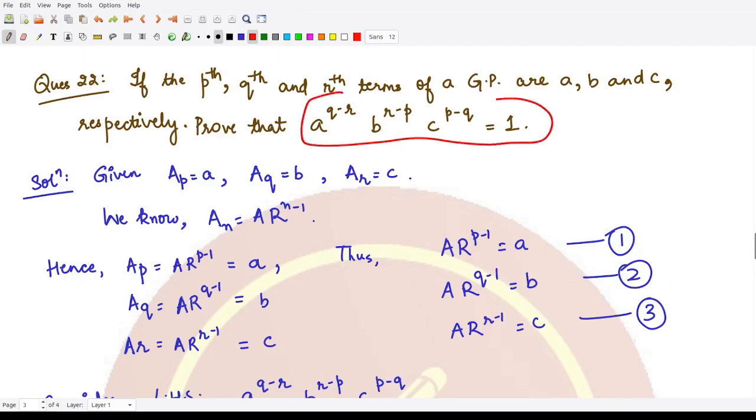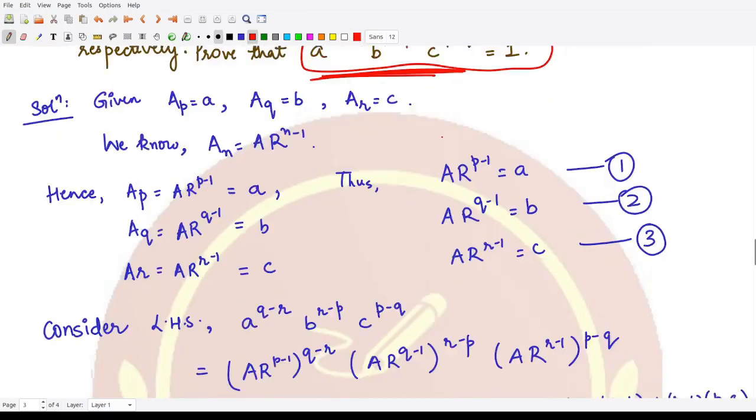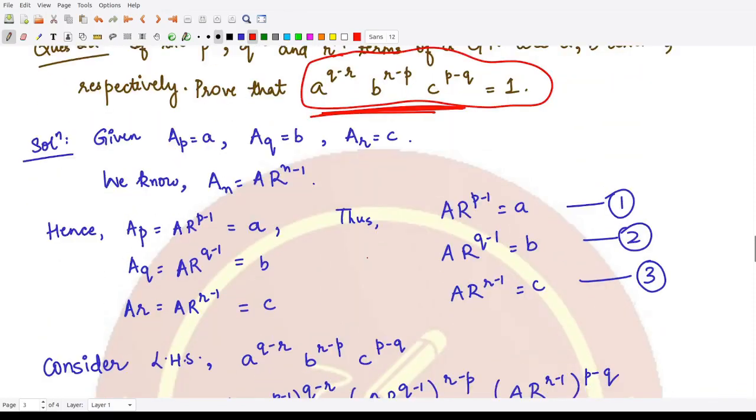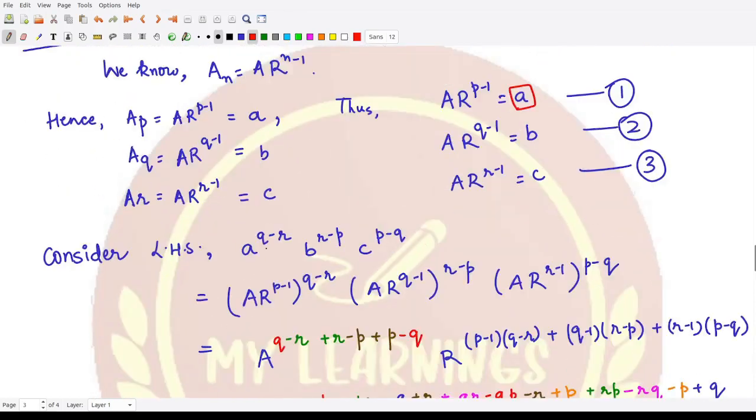Now notice here, how can we prove this result? What we can do, we can take the left hand side of this and prove that this is equal to 1. So let's take the left hand side here, a raised to power q minus r, b raised to power r minus p, c raised to power p minus q. Now we know what is a. Using equation 1, we can substitute the value of a as A R raised to power p minus 1. We can substitute the value of b as A R raised to power q minus 1 and the value of c as A R raised to power small r minus 1, correct?